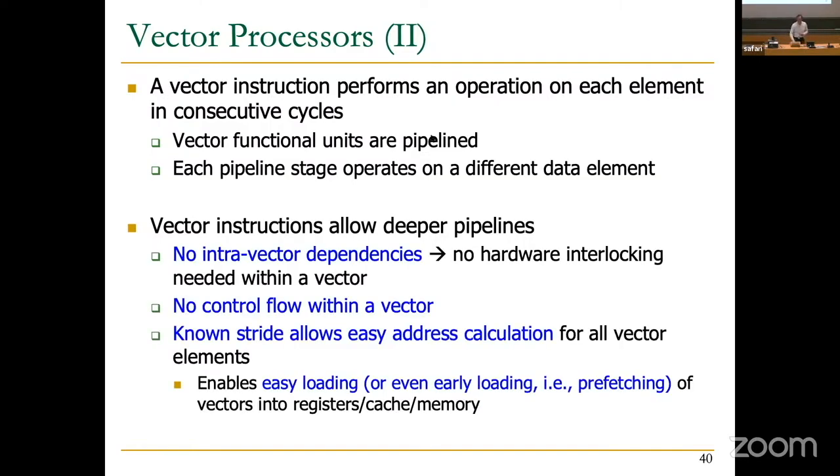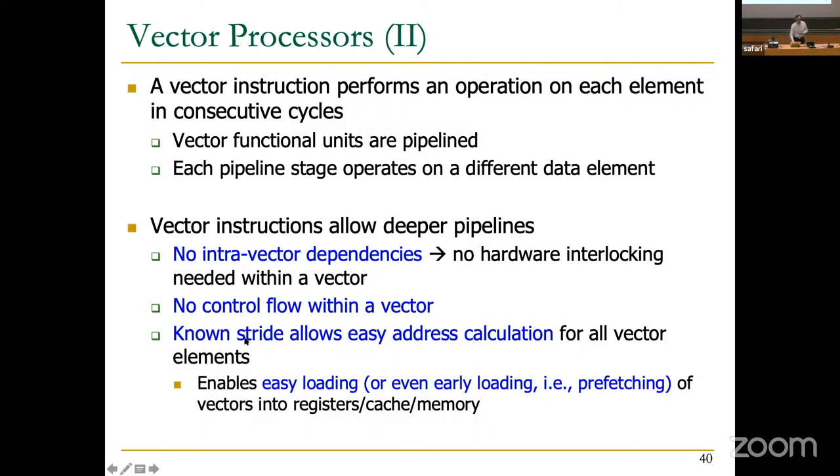So basically, the main reason is you don't have any dependencies within the vector, inter-vector dependencies. You don't need to check for them. There's no hardware interlocking in the vector. We're talking about pipelining the function units. There's no control flow within a vector. And there's going to be a lot of good things, as we will see. We're going to eliminate a lot of the control flow from a scalar program soon.